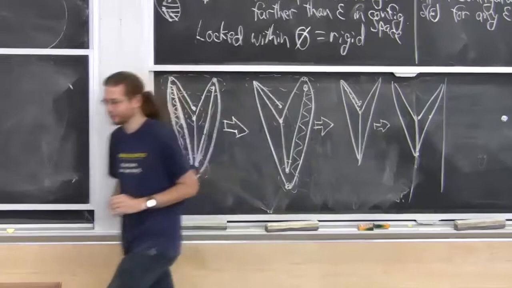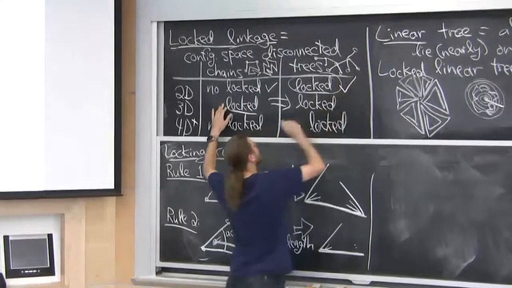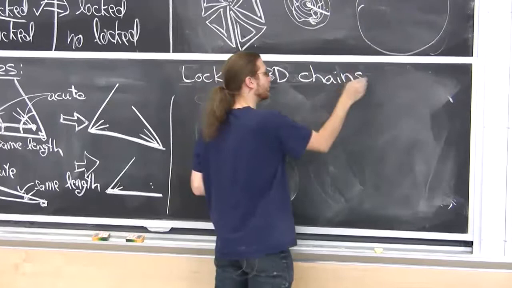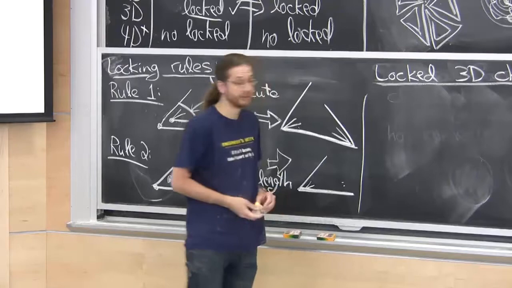Other questions? This is the end of 2D trees, and now I want to talk briefly about 3D chains. So we did this one. Now I want to do this one. So actually, this is one of the oldest results from 1998, so right around the same time as the locked trees.